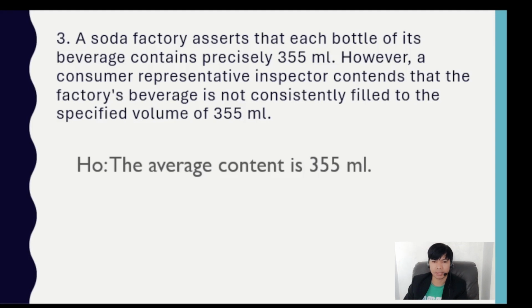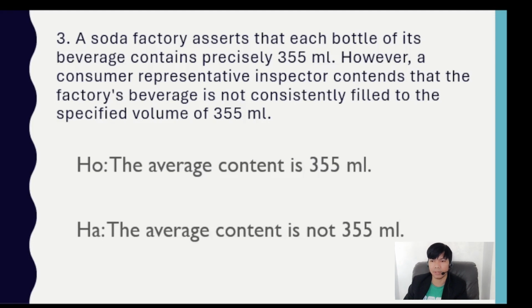The alternative hypothesis can be written as the average content is not 355 ml. So that's the opposite of this statement. The alternative hypothesis posits that there is a real difference, and the average volume is either less than or greater than 355 ml. It's also important to note that the general assumption is the average content is 355 ml. That's why this is our null hypothesis. And the inspector is actually the one who contends this statement, saying that the average content is not 355 ml.